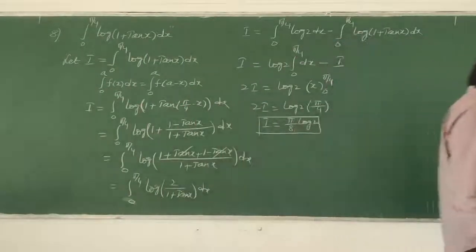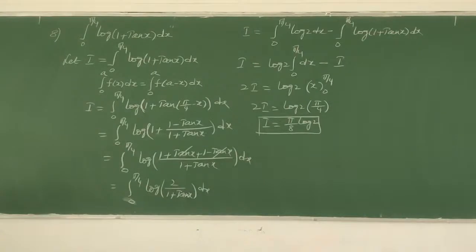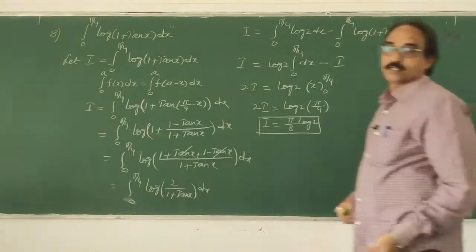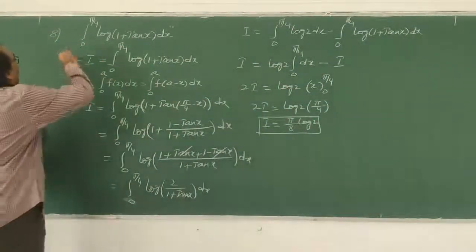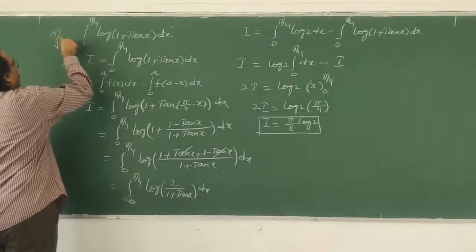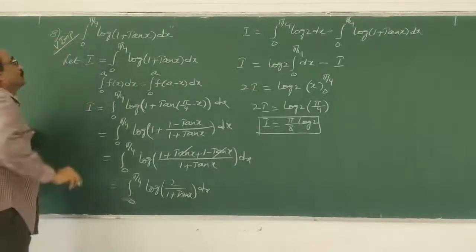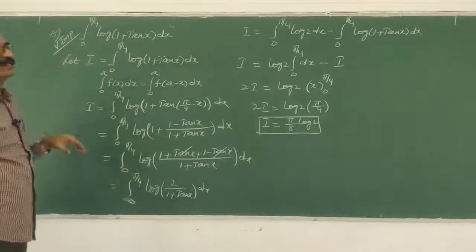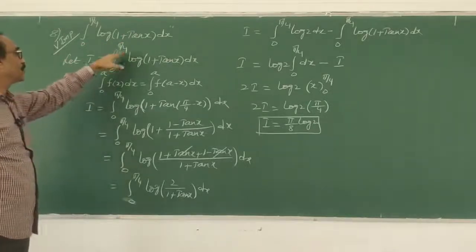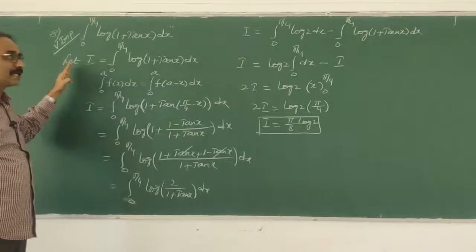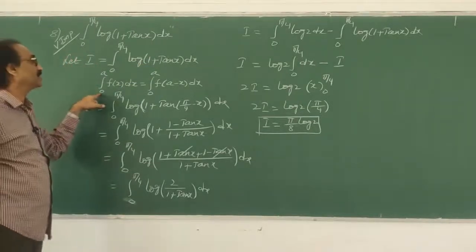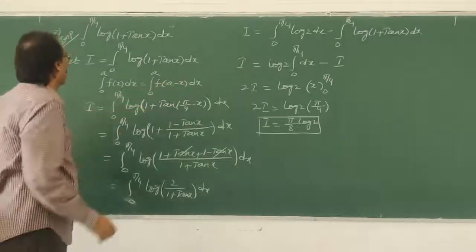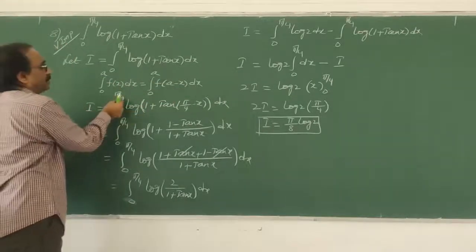That's why it's called a memory based problem. Once again, this is a very important problem. Already I told you this exercise is very important, and within it this one is also very important. The integral from 0 to pi by 4 of log of 1 plus tan x is given. Let I be equal to the integral from 0 to pi by 4. Again I use this property: integral 0 to a of f of x dx is equal to integral 0 to a of f of a minus x dx, which is here the integral from 0 to pi by 4.